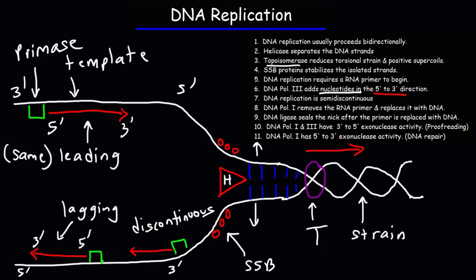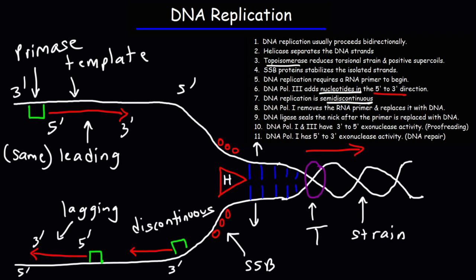So that's why DNA replication is said to be semi-discontinuous. It's continuous in the leading strand, but discontinuous in the lagging strand. The prefix semi means half. So it's half continuous, half discontinuous. So technically you could say semi-discontinuous or semi-continuous. Both words will accurately represent DNA replication.